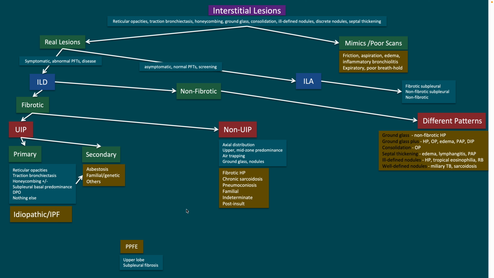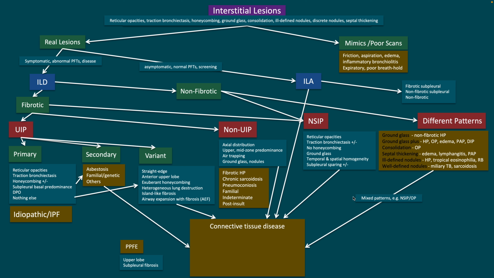Now comes the big change and the population of this flow chart. So there are many conditions that can have overlap patterns. They can have UIP-like patterns, they can have non-UIP patterns, they can have just ground glass, septal thickening, consolidation, and the biggest of those is connective tissue diseases.